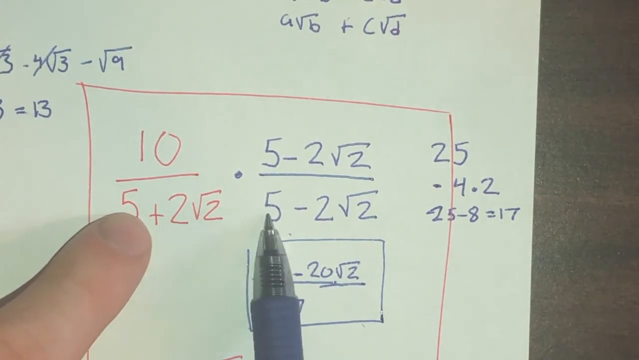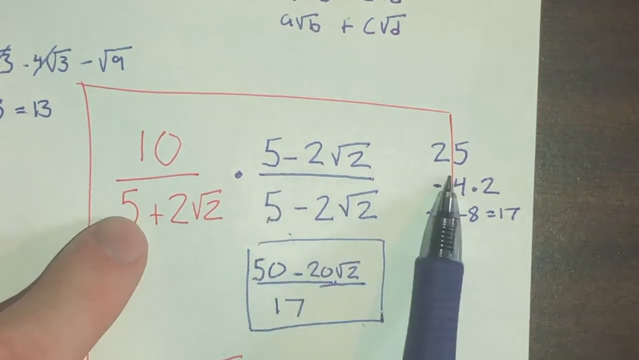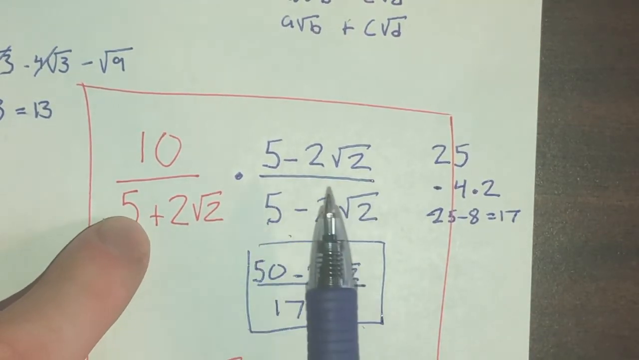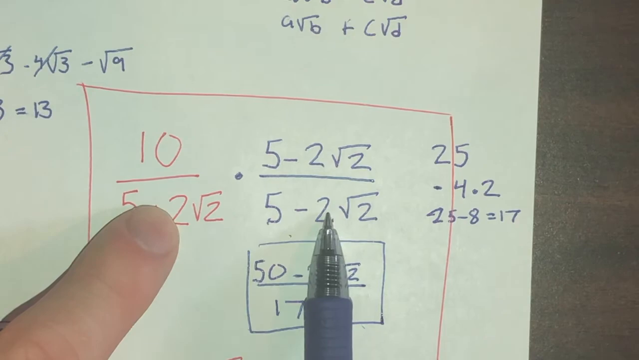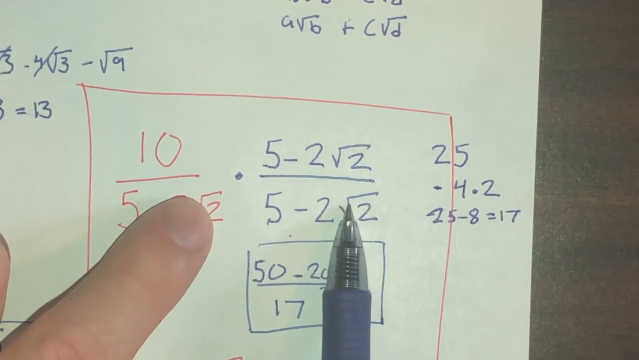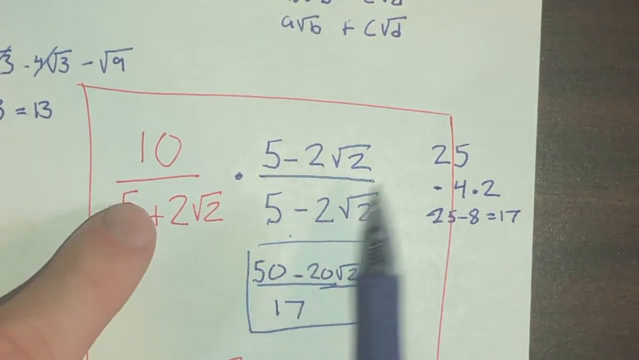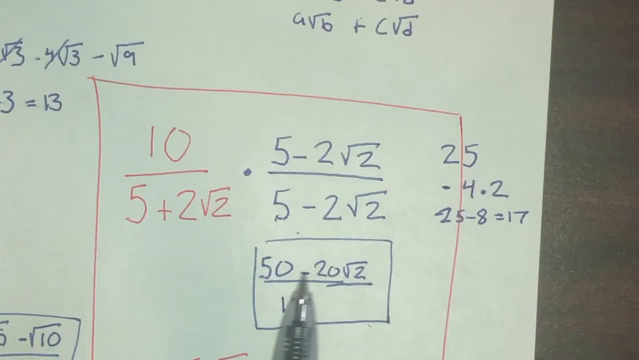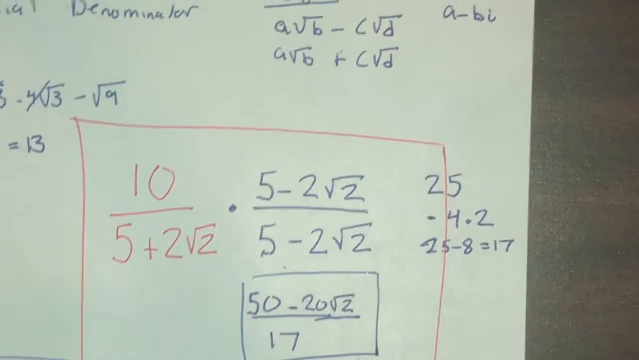Okay, so the 5 and the 5 give me the 25. Here, 2 times 2 is 4. The roots cancel. You get another 2. That's 8. 25 minus 8, that's 17. Okay, remember, worst case scenario, box it.